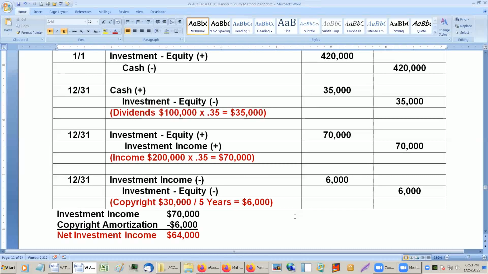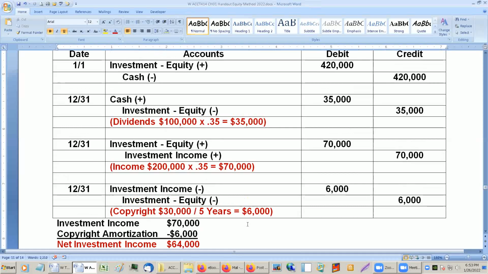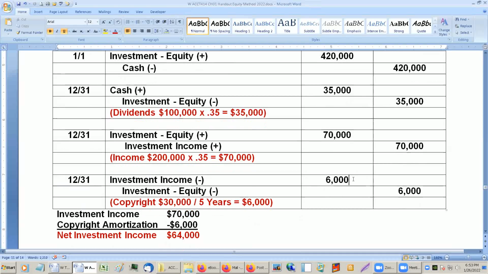Okay, I think that's what you should have gotten. Maybe I'll check my numbers to make sure. And again, we don't do anything with that as far as the income. We don't do anything with the, excuse me, the goodwill.